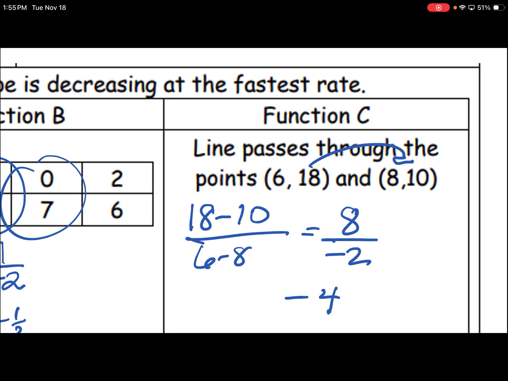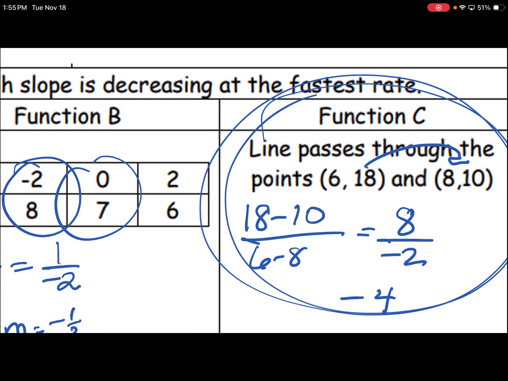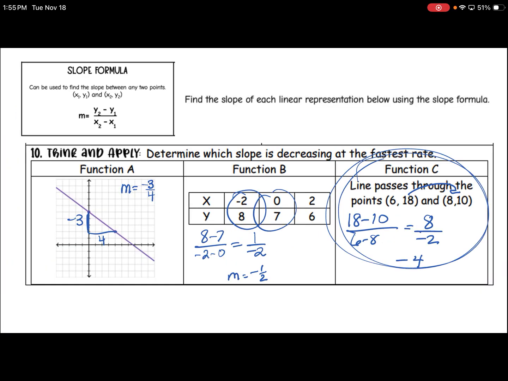Who is clearly going down the fastest? C is going down the fastest. There you had to put it all together. Use all three forms to make that comparison.